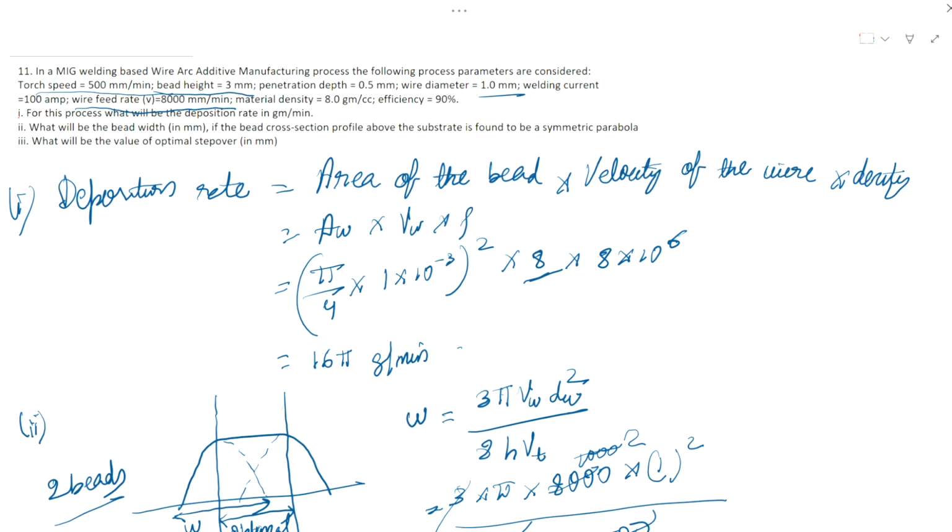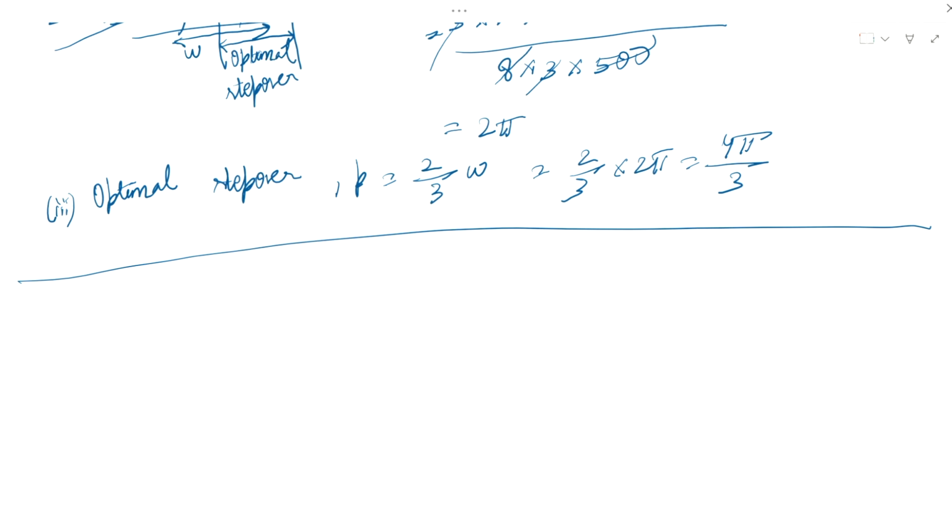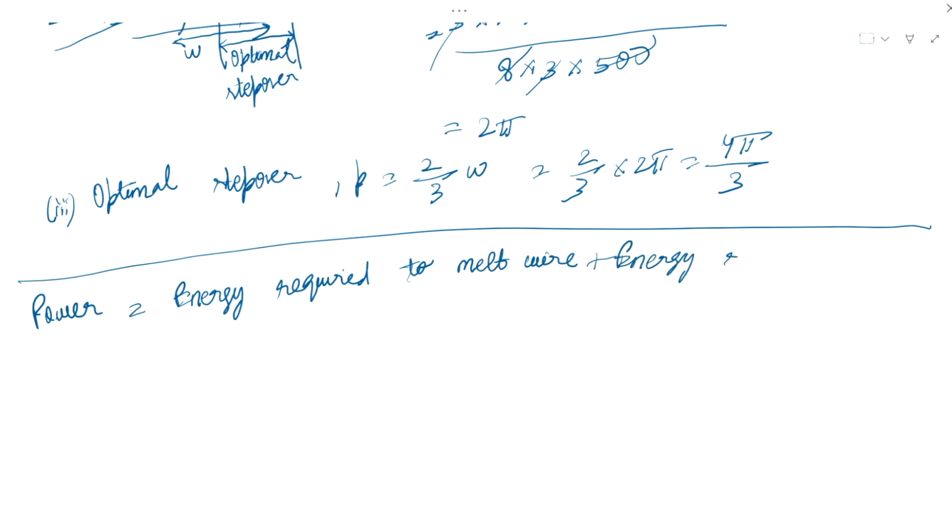Now one more thing is, if we are asked for power, so when we are asked for power, that will be energy required to melt wire plus energy required for melting substrate. This I will just explain, because I don't have a numerical for this. Melting substrate.